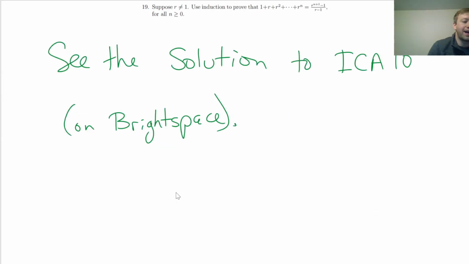So I was also asked to solve 4.19, chapter 4, question 19. I'm not going to do it because this is just one of your ICA questions, so there's already a solution there. So if you want to see how to prove this one, check out the solution to ICA number 10.